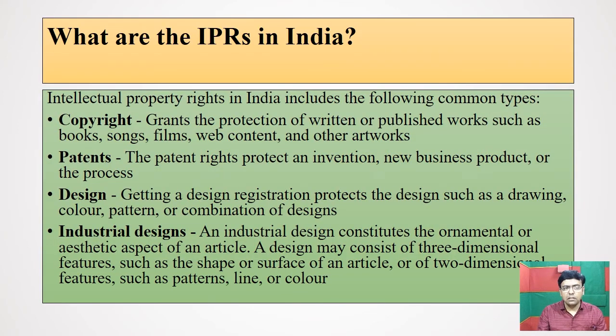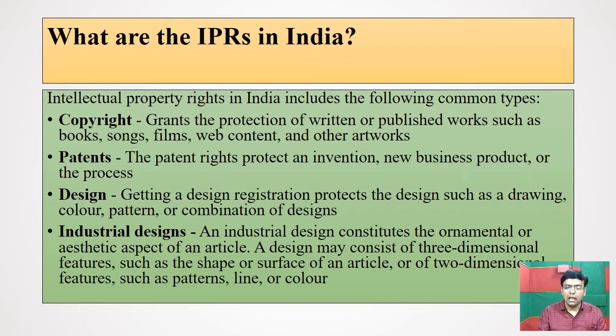As far as India is concerned, intellectual property rights in India include the following common types. First is copyright. It grants protection to written or published works such as books, songs, films, web content, and other artwork. Patent rights protect an invention, new business product, or process. In design, getting a design registration protects the design, such as drawing, color, pattern, or combination of design.